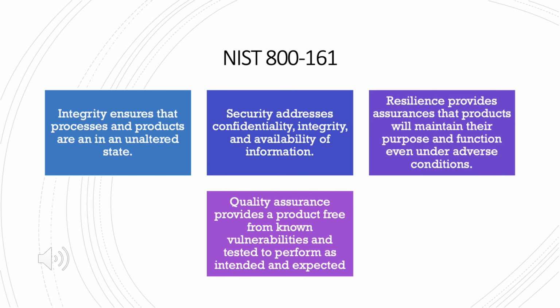NIST has published Special Publication 800-161, Supply Chain Risk Management Practices for Federal Information Systems and Organizations. Organizations can utilize this document to ensure supply chain risks are mitigated. The document focuses on four areas: integrity, security, resiliency, and quality assurance.